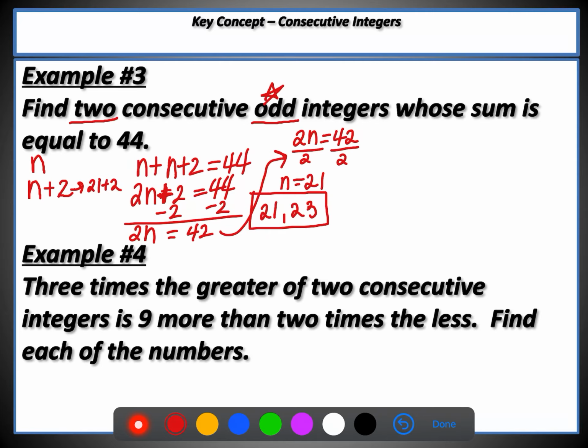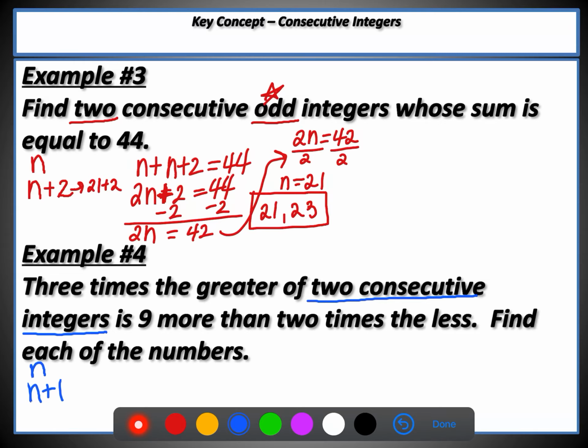All right, example number 4 here is a little bit more complicated. Okay, it's not as straightforward. It says 3 times the greater of 2 consecutive integers is 9 more than 2 times the less. Ooh. All right, so we at least know we're talking about 2 consecutive integers. Okay, so 2 consecutive integers should be n and then n plus 1.